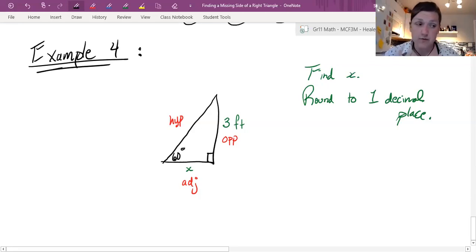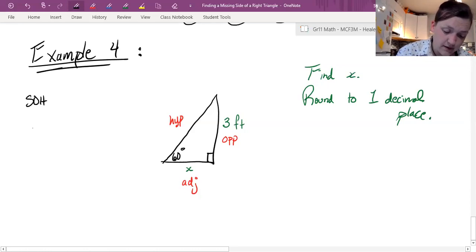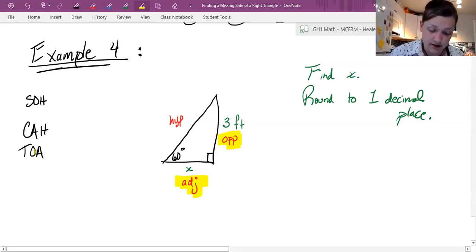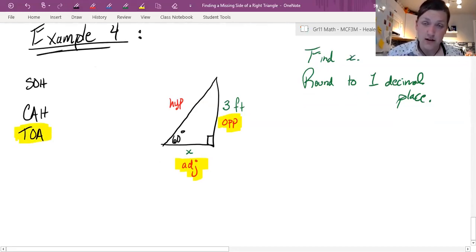Then we need to think about which of the 3 trig ratios would be most useful to us. SOHCAHTOA helps us remember. So we think, okay, what do we have? We have the opposite side. And what do we need? We need the adjacent side. So we look for one that uses opposite and adjacent. Tangent describes the ratio between the opposite side and the adjacent side for a specific angle.